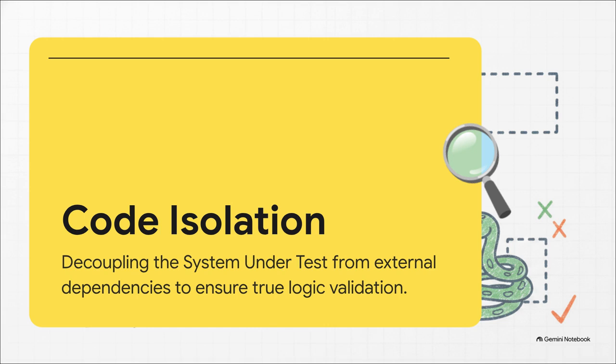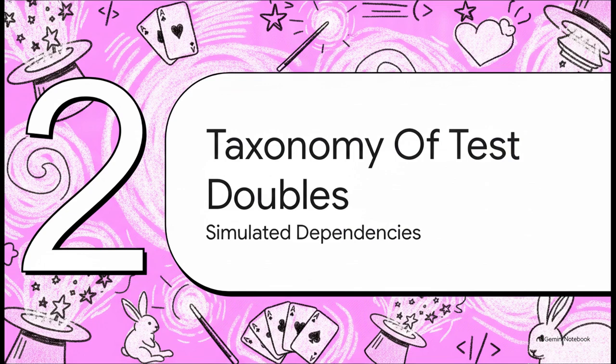Think of code isolation kind of like an illusionist's trick. We use specialized tools to create this perfect stage magic environment where our system completely believes it's operating in the real world. It thinks it's hitting real databases and real networks, but in reality, it's interacting with perfectly controlled stand-ins. This guarantees that when a test fails, it is 100% because of an internal logic error, not some weird environmental glitch. Moving on to Section 2, the taxonomy of test doubles.